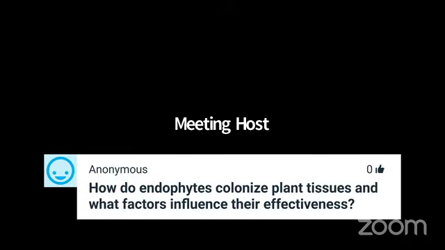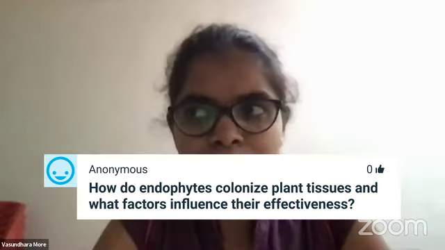How do endophytes colonize plant tissues, and what factors influence their effectiveness? Plant endophytes mostly colonize by different mechanisms. They will enter through the roots, and through the aerial parts like leaves and stem. And if the plant is wounded under some conditions, these endophytes will readily enter the plant interior. But once they enter inside the plant, they have to adjust to the plant's internal environment.